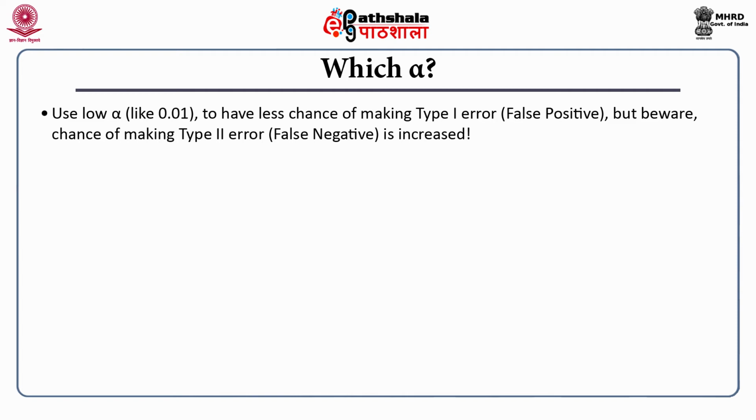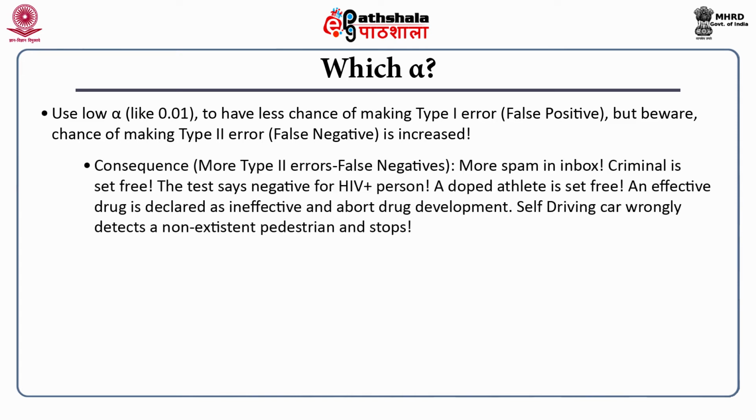The consequence will be more type 2 errors, or false negatives. Some examples: more spam in your inbox, a criminal is set free, the test says negative for an HIV positive person, a doped athlete is set free, an effective drug is declared as ineffective and the drug development is aborted. All these are examples of false negatives. So the consequence of getting that kind of false negative will be higher if you use a very low alpha.